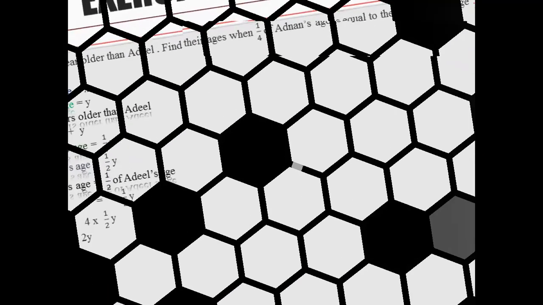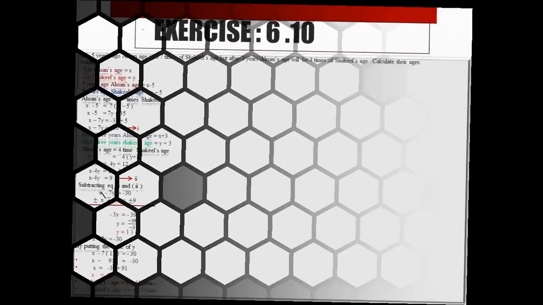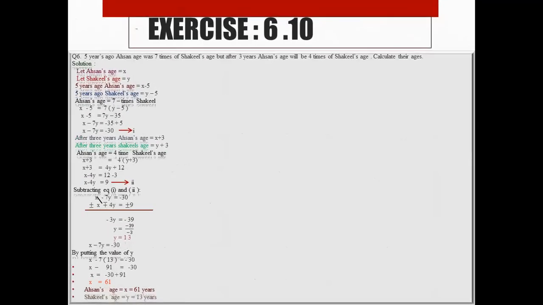Question number 6. This is also about the ages of Ehsan and Shakil, but definitely the situation is different from the previous question. 5 years ago, Ehsan's age was 7 times Shakil's age, but after 3 years, Ehsan's age will be 4 times Shakil's age. Calculate their ages. Again, two quantities are given, Ehsan and Shakil. We suppose Ehsan's age is x and Shakil's age is y.